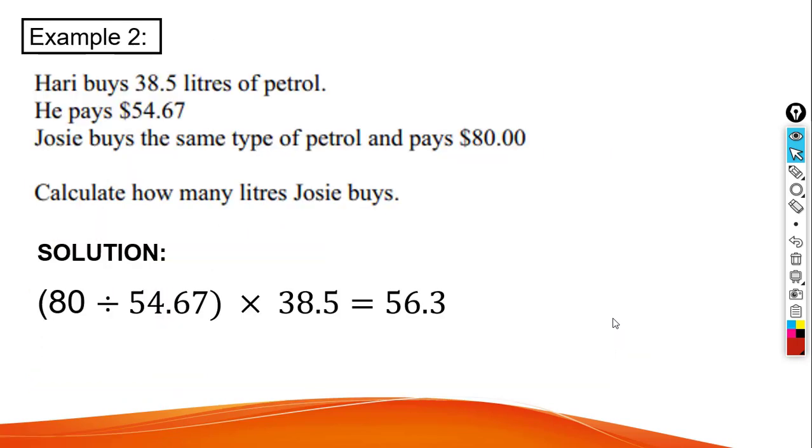Next question. Hari buys 38.5 liters of petrol. He pays 54.67. Josie buys the same type of petrol and pays 80. Calculate how many liters Josie buys. You can find the amount for 1 liter first, which is 80 divided by 54.67. Then you multiply by the 38.5 liters Hari bought, and you have the amount Josie buys, which is 56.3 liters.